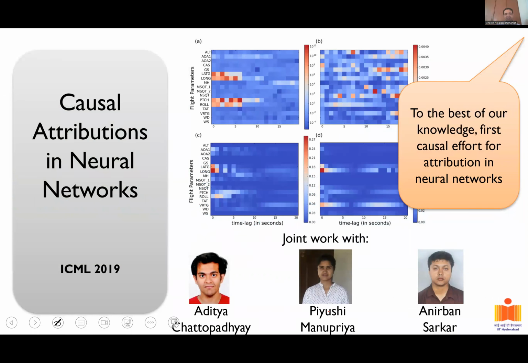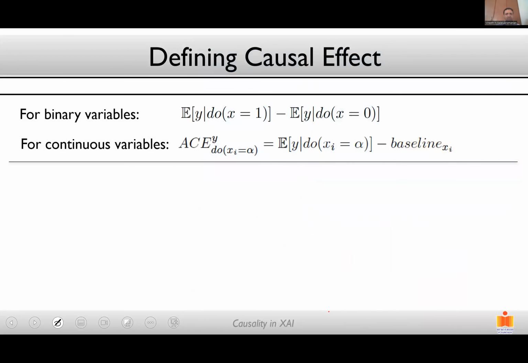The first work, as I mentioned, is called Causal Attributions in Neural Networks. This was joint work with students Aditya, Piyushi, and Anirban. To the best of our knowledge, this was the first such effort for integrating causality into attribution or explanations in neural networks. The first thing we'll start with is, how do you define causal effect at all? In general, if X was a binary variable, then causal effect is the expectation of Y given that you intervene and set X to 1, minus the expectation of Y given that you intervene and set X to 0. Very simple, that's your standard causal effect.